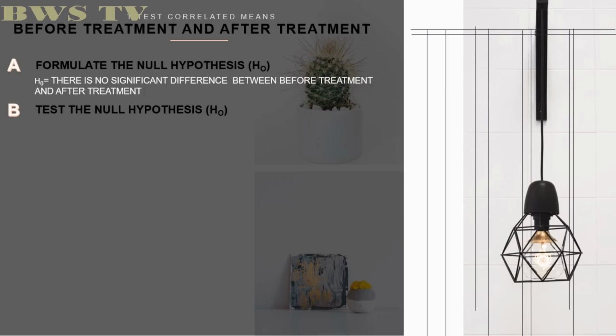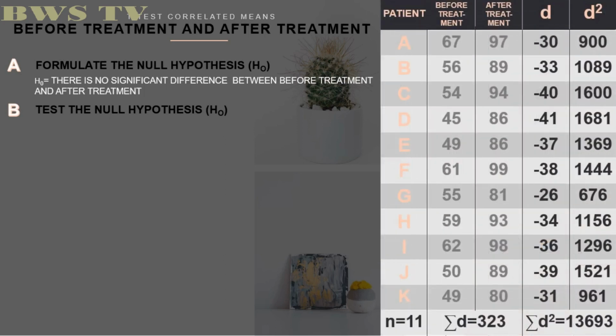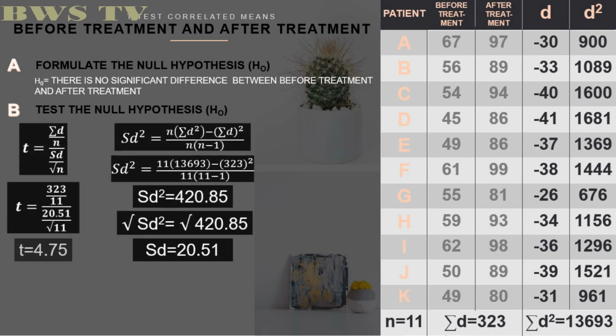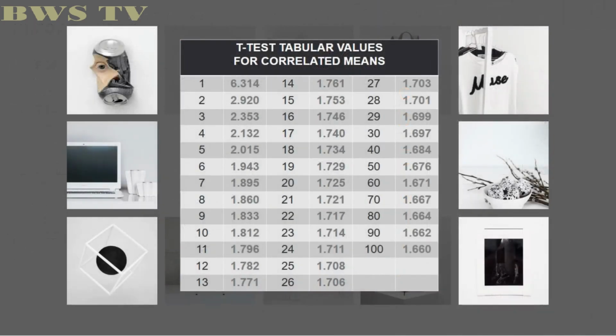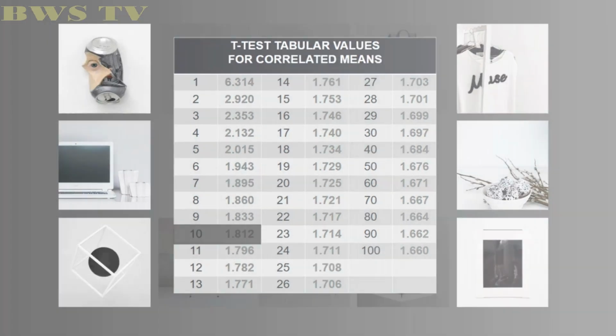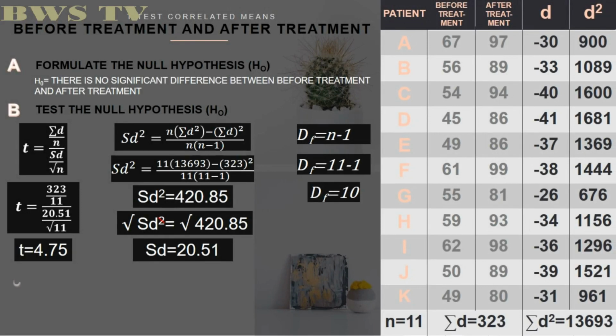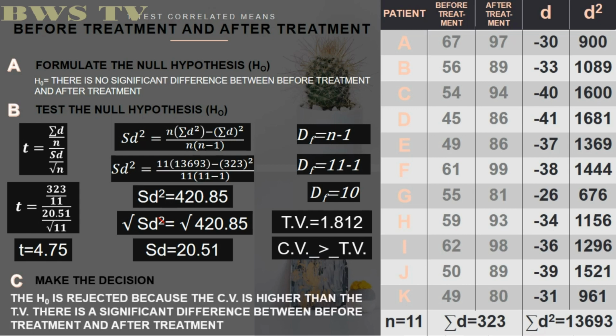Now we are testing the null hypothesis, which is the second step. The degree of freedom is n minus 1, which is 10. Now our null hypothesis will be rejected.